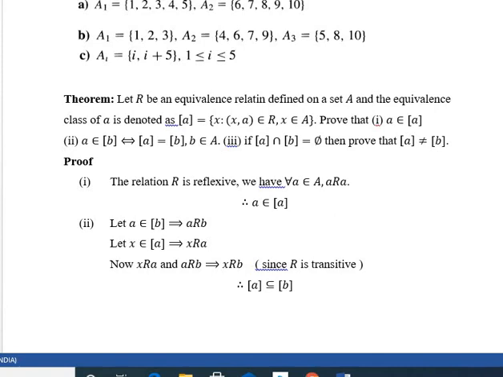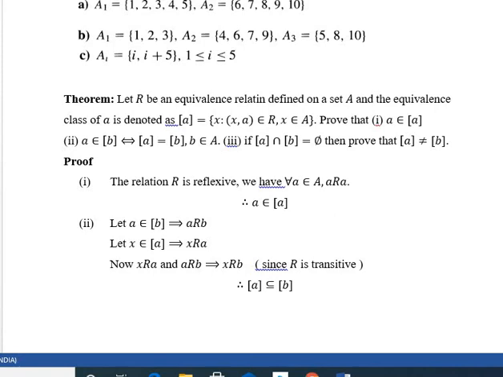Theorem. Let R be an equivalence relation defined on a set A, and the equivalence class of a is denoted as [a] equal to the set of x such that (x, a) is an element of R, x element of A. Prove that: first, a element of [a]; second, a element of [b] if and only if [a] equal to [b], where b element of A; third, if [a] intersection [b] equal to phi, then prove that [a] not equal to [b].